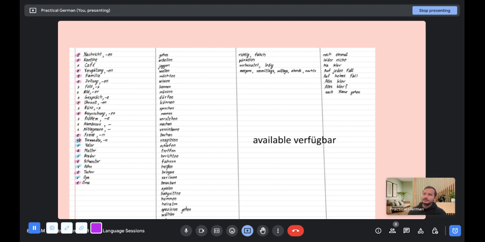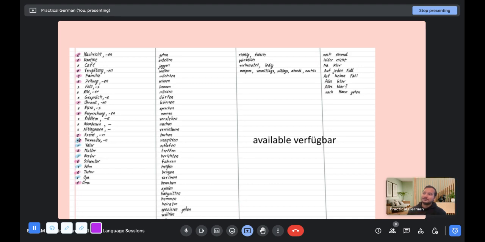Coffee shop. The Verspätung, Verspätungen. Karthikeyan, you are in Germany, right? What do you think about German trains? Yeah, it will come a little late. So Verspätung is delay. Okay.